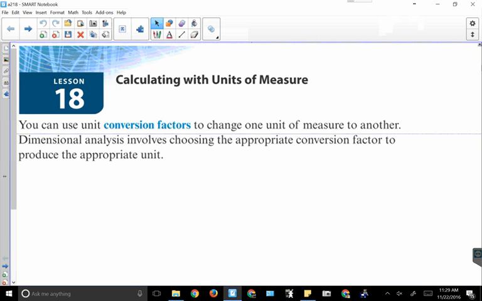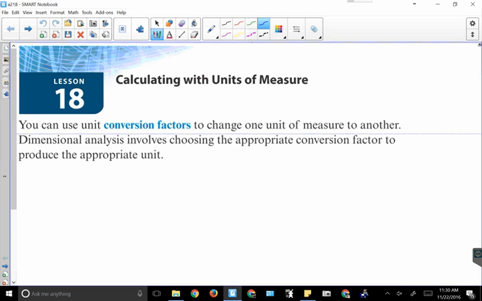Now we're going to take a look at calculating units of measure. Now, you guys have been converting back and forth between measurements for a long time. Although, in order to help us out, we need to make sure that we know as many of these things as we possibly can. So, we all know that 1 foot is equal to 12 inches, right?